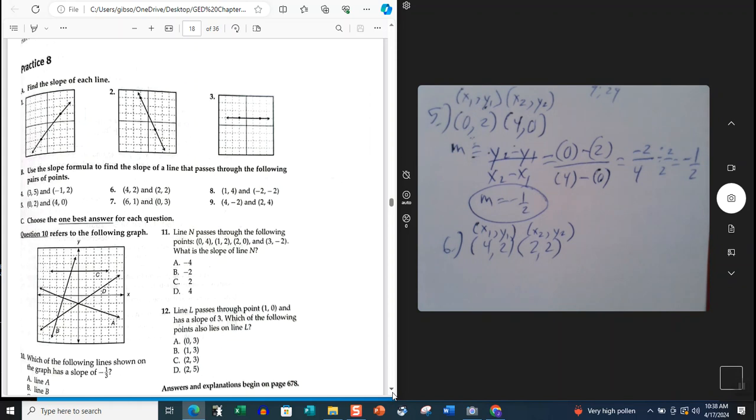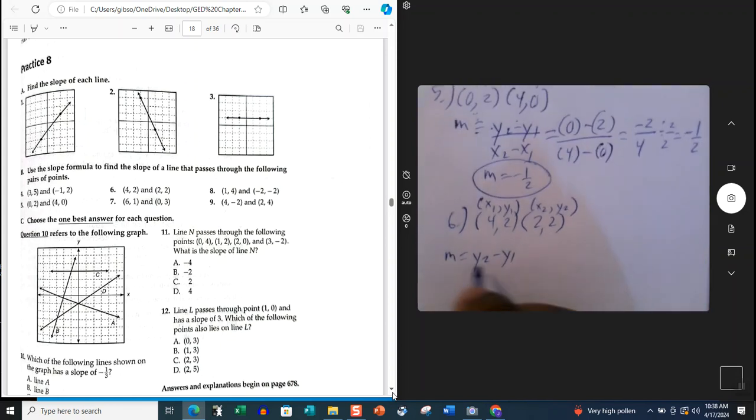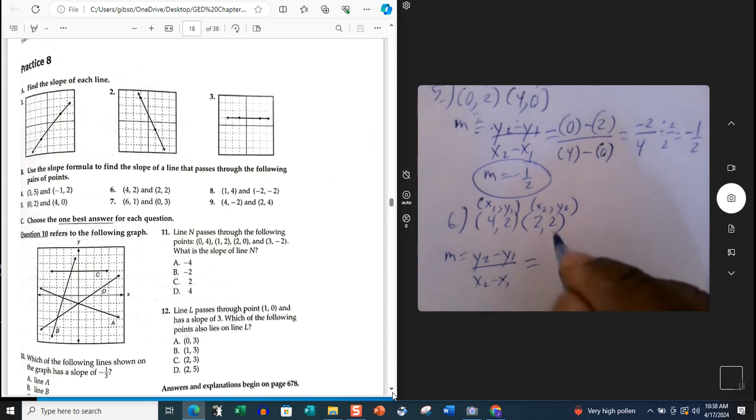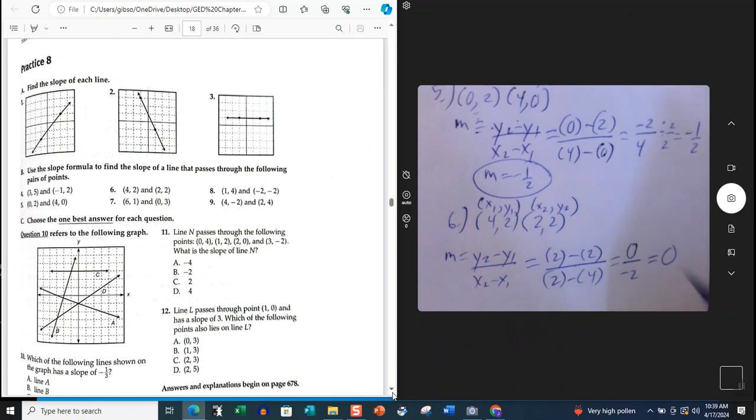Okay, so now we go here. We have our slope is equal to y sub 2 minus y sub 1 over x sub 2 minus x sub 1. Y sub 2 is 2, and y sub 1 is 2, all over x sub 2 is 2, minus x sub 1 is 4. 2 minus 2 is 0. 2 minus 4 is negative 2. 0 divided by negative 2 is 0. So your slope here will be 0.